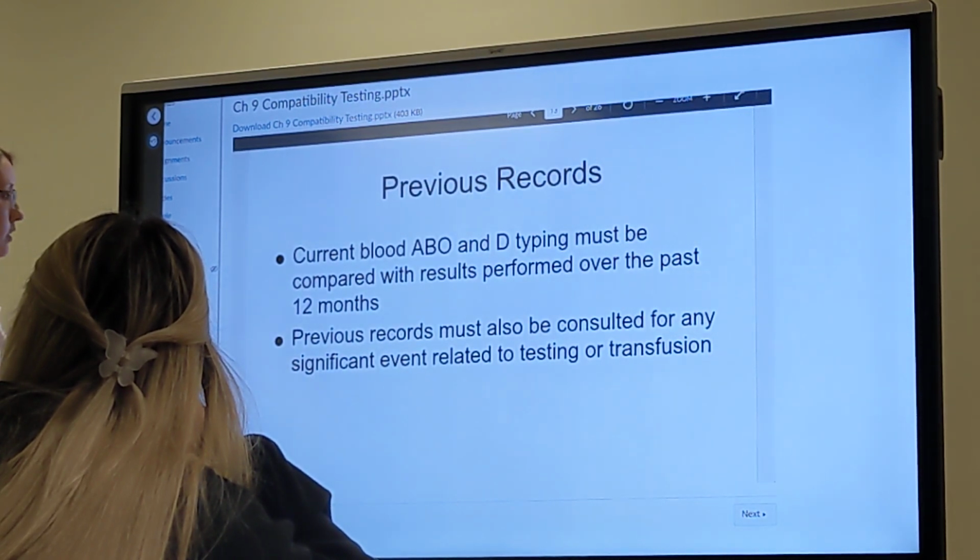Okay, previous records. Current ABO and D-typing must be compared with results performed over the past 12 months.